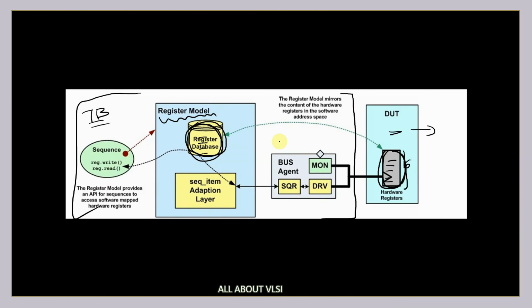So that's all about this particular session. I hope you have understood the introduction to this RAL model. It might be a little bit confusing in the beginning, but as we proceed and try to understand with some examples, I think it will be very clear, and I will try my level best to help you understand this register abstraction level in a clear manner. So that's all about this session.